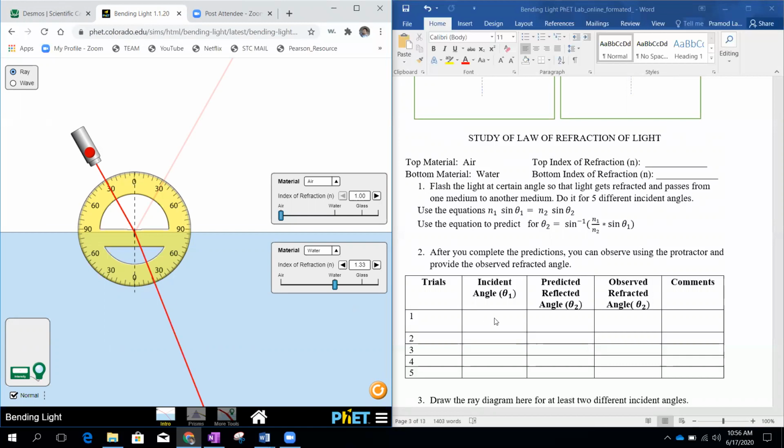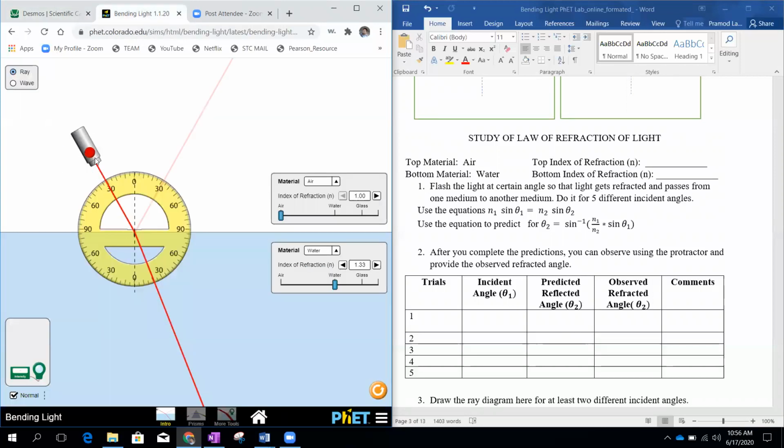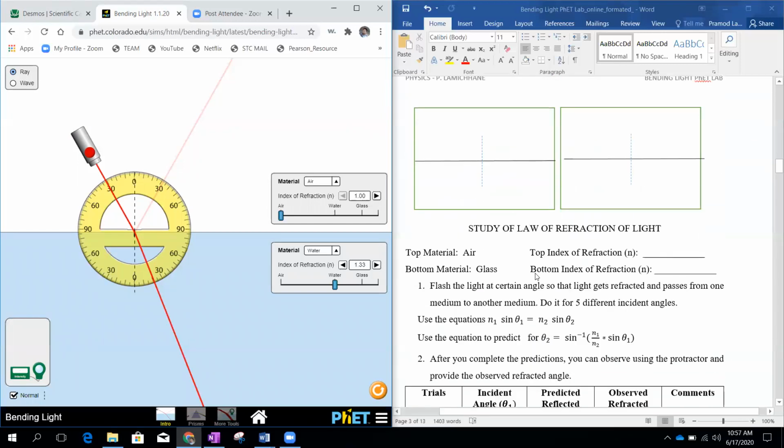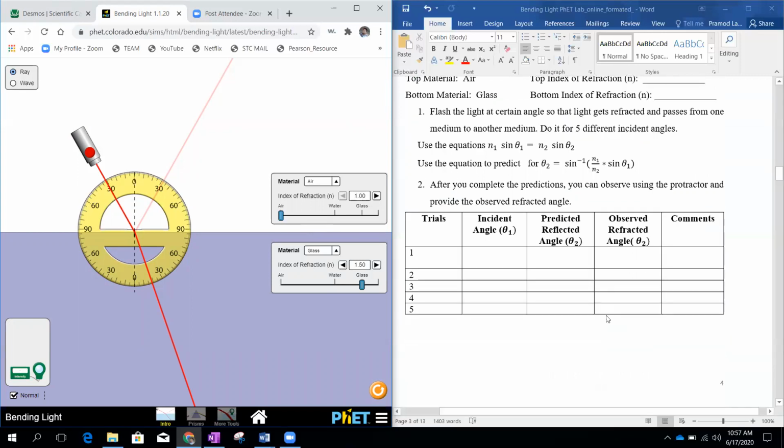Then you put theta 1 is 30, and the predicted angle is what we just got in the calculator. Then you check this angle and measure it using the protractor, and go here. You repeat that 5 different times for air to water. Then you repeat the same experiment for air to glass. You change this to glass, and the angle would change and so on.